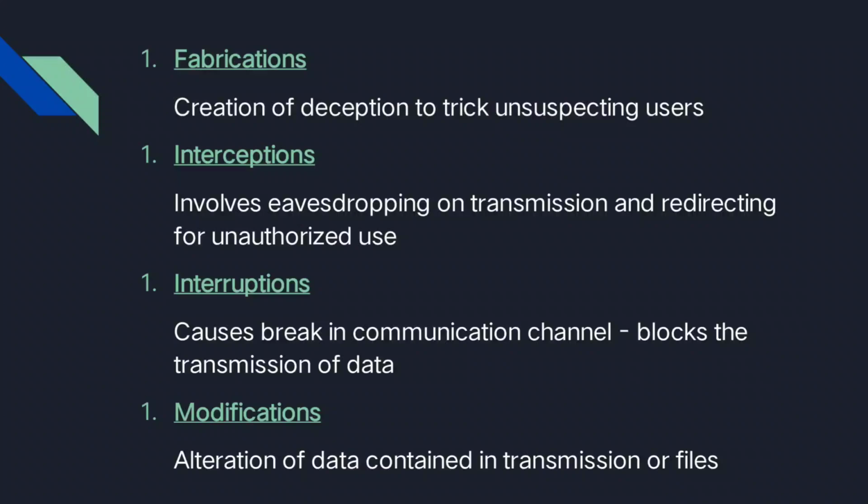The next one is interceptions. It involves spying on the transmission of data and redirecting the users for unauthorized use is referred to as interceptions. The next one is interruptions. Interruptions are referred to as breaking the communication channel in order to block the transmissions of data. The last one is modifications. It is referred to as the alteration of data contained in transmission or files.